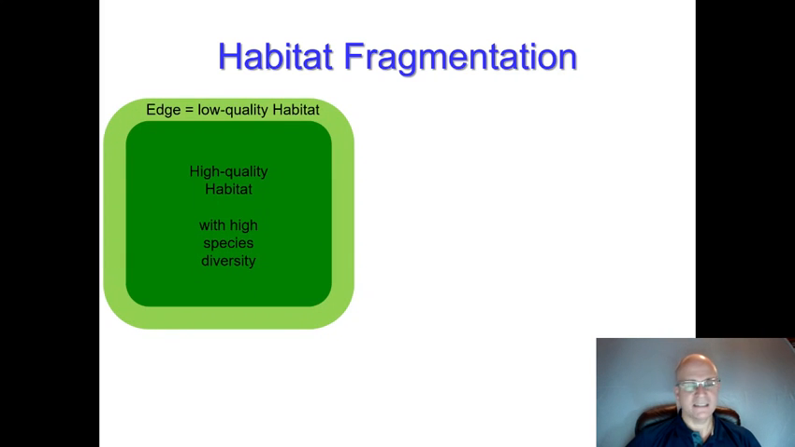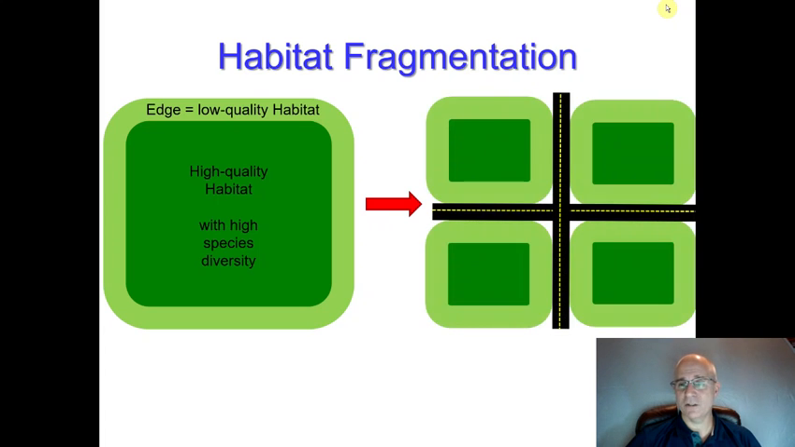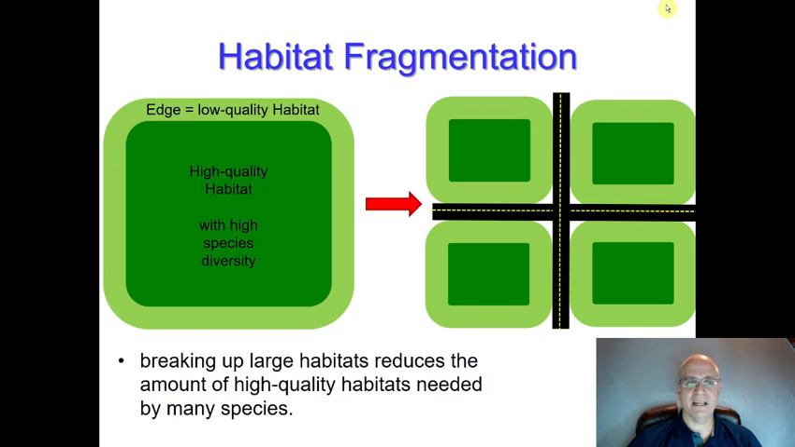So another way of looking at it is, let's say we've got this nice, high-quality habitat here with high species diversity. Remember we talked about that? And then the area around it is going to be our edge, and that's generally considered low-quality habitat. Well, if we do something as simple as put a road north to south and a road east to west through our high-quality habitat, look what happens. We end up with a lot more edge and a lot less of the high-quality habitat. Even though the road doesn't take up an awful lot of area, putting them in can be pretty damaging to the amount of our high-quality habitat there.